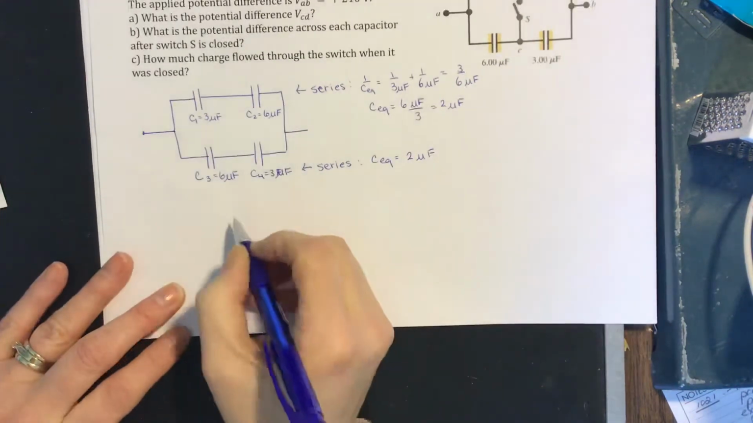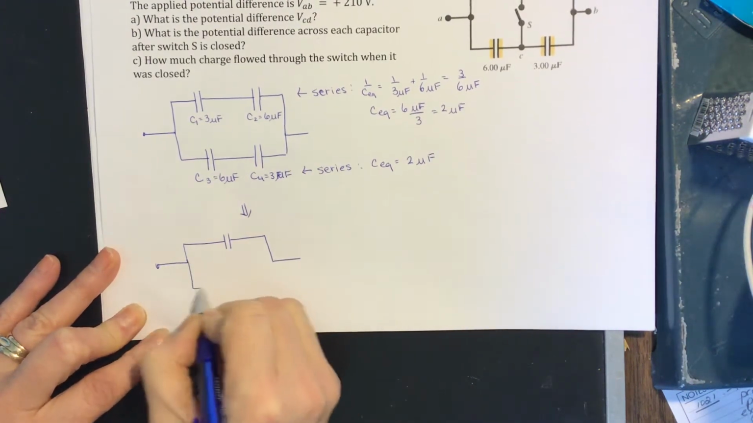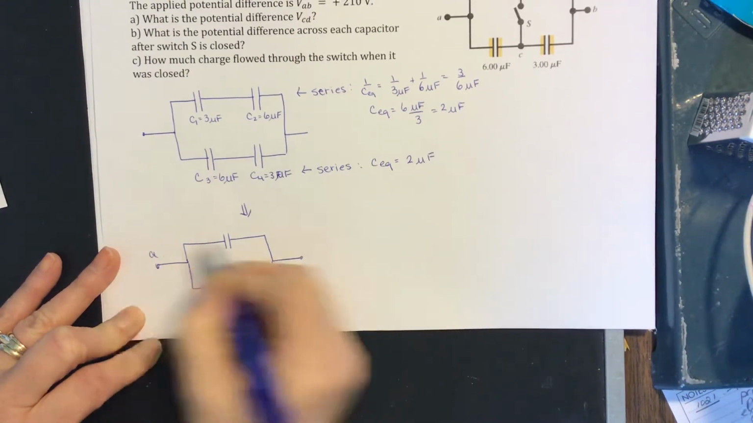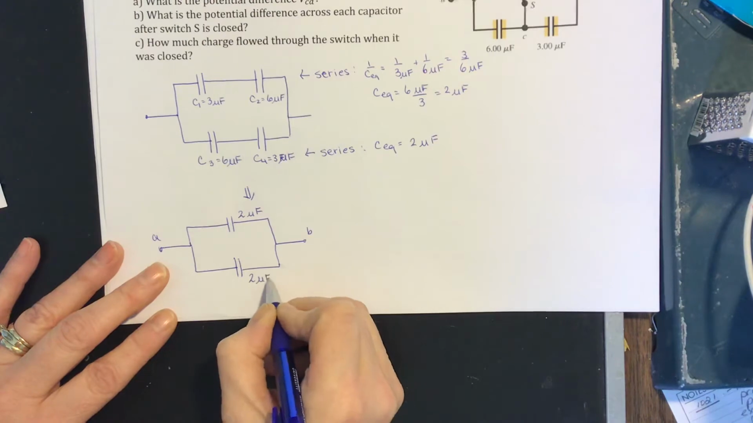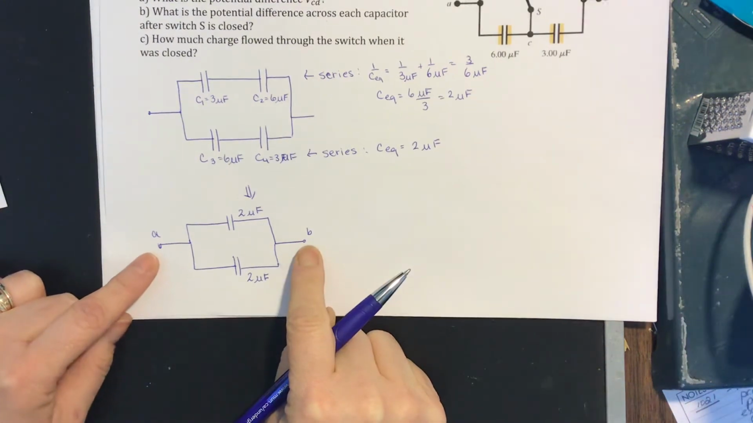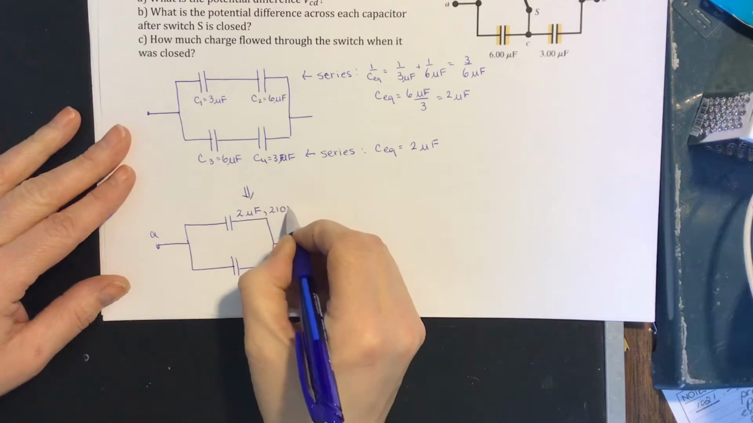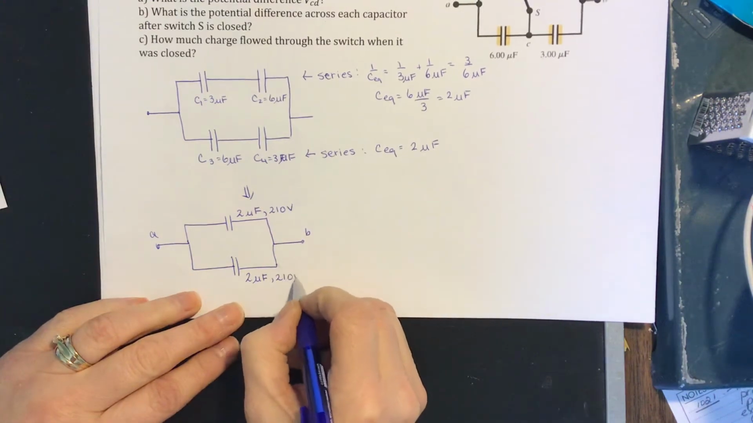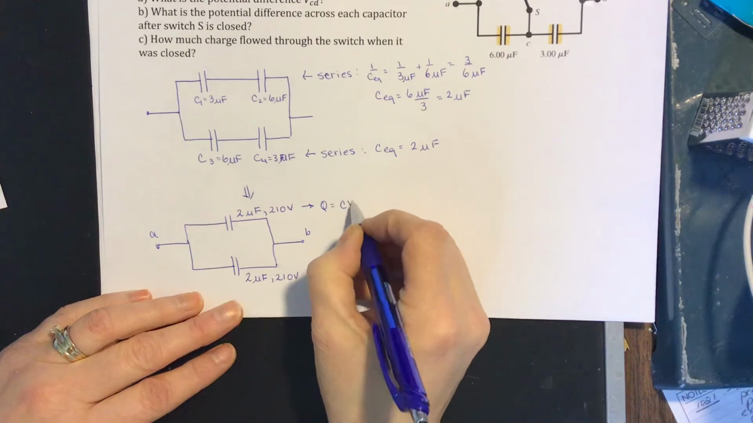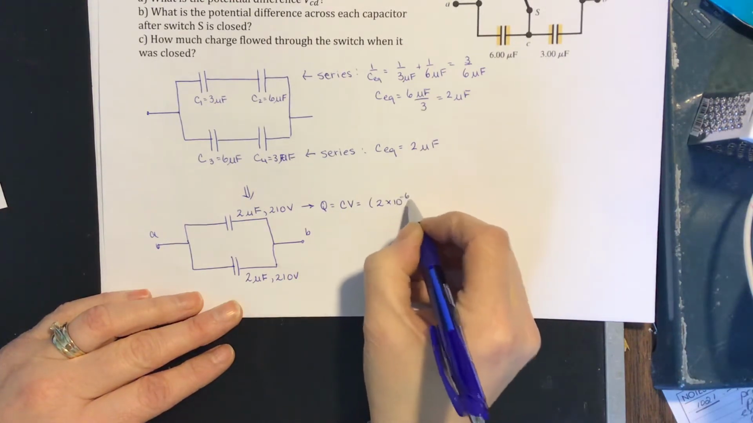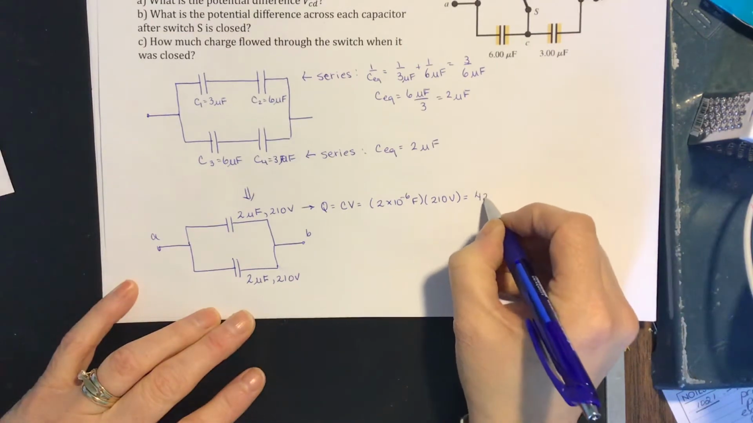Okay, let's redraw that circuit. So points A and B, 2 equivalent capacitances of 2 microfarads and 2 microfarads. What can we figure out here? Well, we know that the potential difference between points A and B is 210 volts. So the potential across this one is 210 volts, and the potential across this one is 210 volts. If we know both of the potentials, we can find the charges. So Q, which is capacitance times potential, is 2 microfarads times the potential of 210 volts. Do that through the calculator, we get 420 microcoulombs.